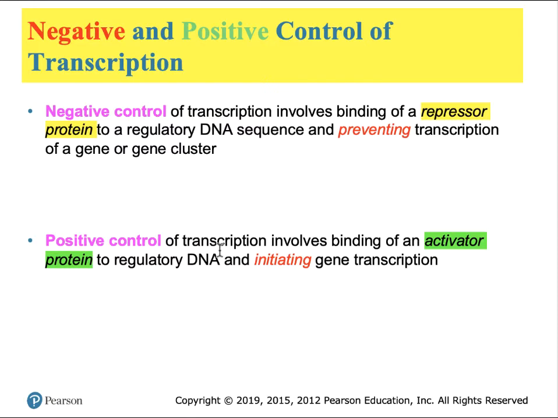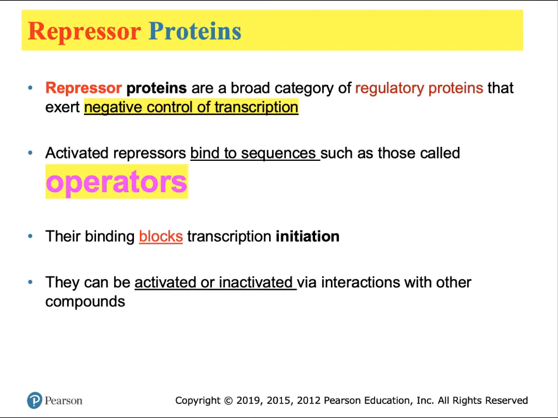On the contrary, other proteins that bind to DNA activate transcription, and those are called activator proteins. Let's examine some characteristics of repressor proteins. So repressors represent a very broad category of regulatory proteins. As we just mentioned, they have a negative control over transcription. These proteins bind to DNA, normally at places that have a similar label. These sites are called operators.